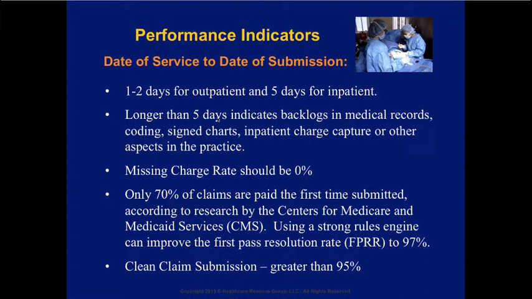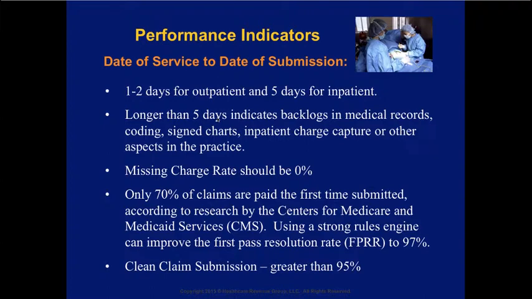My FPRR, which is my first pass resolution rate, industry is only 70% of the claims are paid the first time they're submitted. Well, good God, that means 30% of what I'm sending is not going to get paid, and I'm going to have to work the denial and manage that? Well, that's not acceptable. And it isn't acceptable, because why are you not using that claim editor? Remember we talked about that?